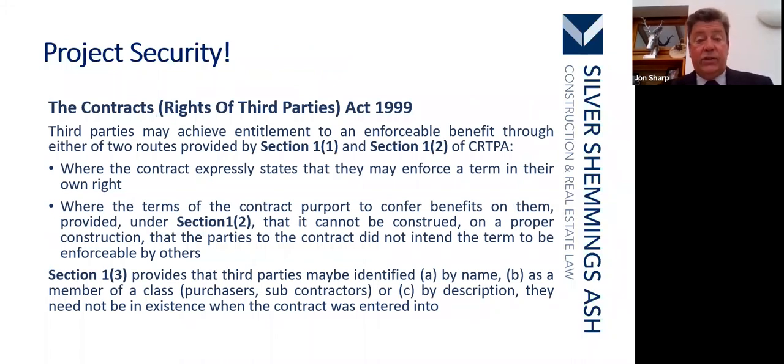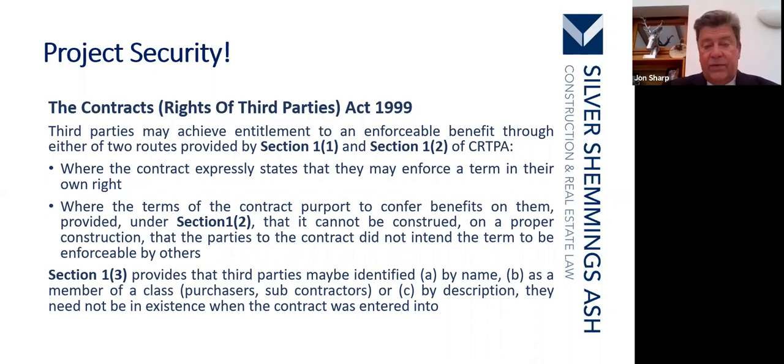The Contracts (Rights of Third Parties) Act 1999: third parties may achieve entitlement to an enforceable benefit through either of two routes provided by Section 1.1 and Section 1.2 of the Contracts (Rights of Third Parties) Act. Where the contract expressly states that they may enforce a term in their own right, we saw that in one of the very first slides, you might give a tenant some rights under a contract. Yeah?